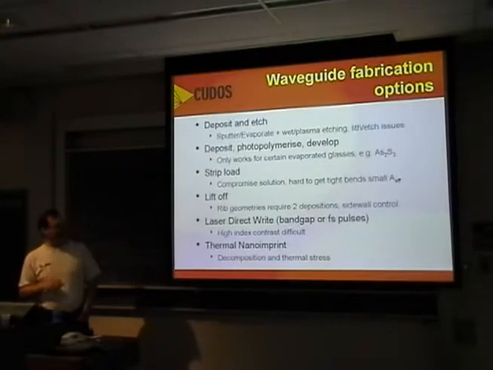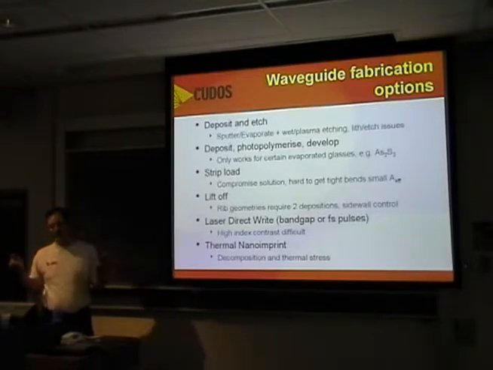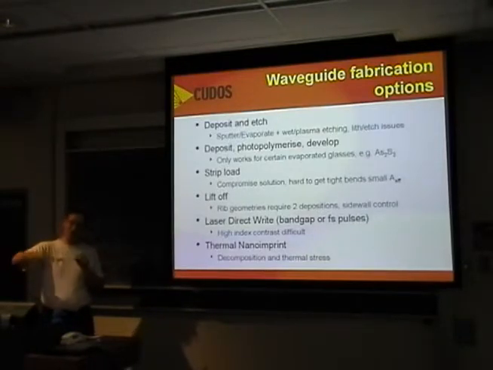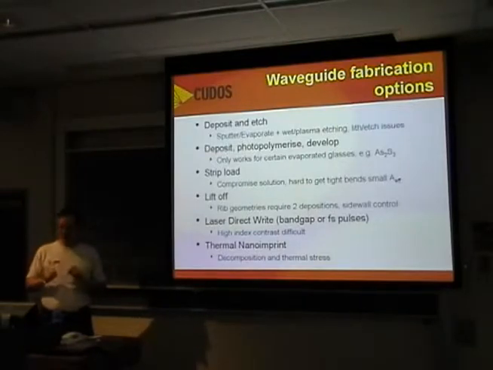Another solution that one can consider is to make a strip-loaded waveguide, where we only actually need to make a film of the waveguide material, and then we put a strip of another lower index material on the top to strip load it and make a waveguide. It works very nicely, gets away from a lot of the issues involved in etching the materials. The downside is that it's very hard to get tight bend radii and very small mode areas with that technique.